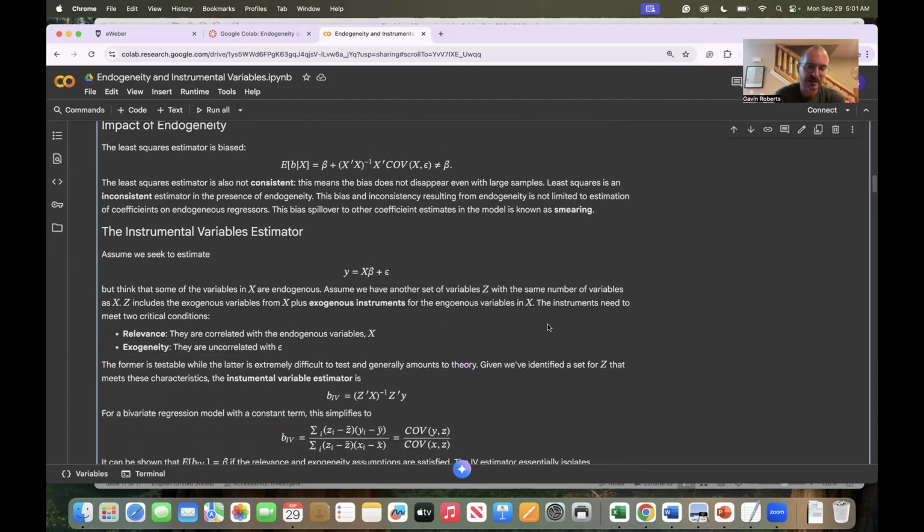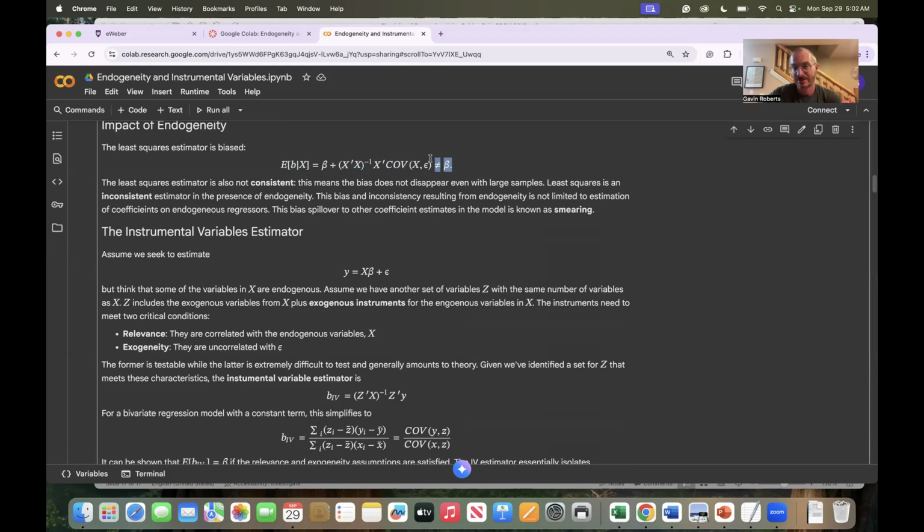So let's look at the theoretical impact of endogeneity, and that's going to help us understand the usefulness of instrumental variables. The least squares estimator is going to be biased in the presence of endogeneity, because we're going to have the expected value of b, our estimate, conditional on X, equals beta plus (X'X) inverse times X' covariance X epsilon. Normally, we get rid of this whole term because this goes to 0. But now, because that doesn't go to 0, we can't get rid of it, which shows that this does not equal the population parameter.